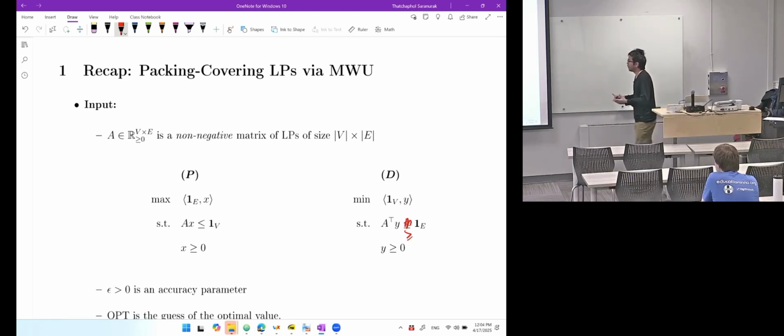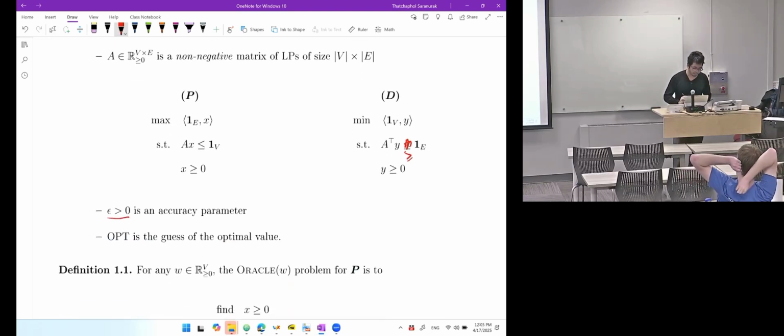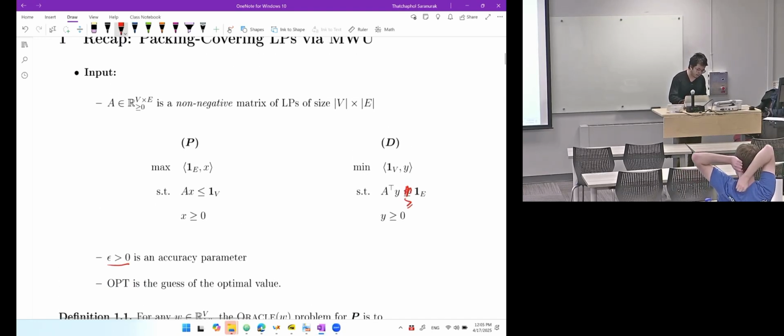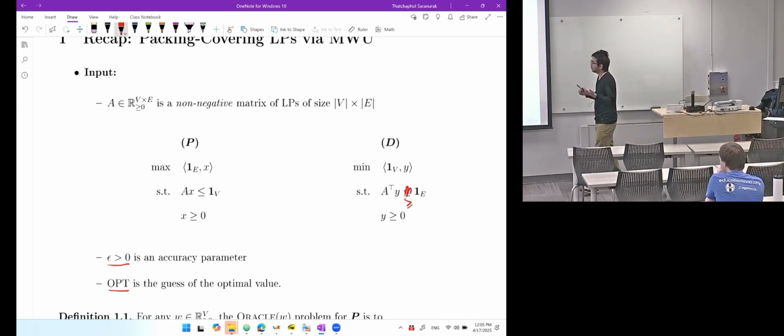And this is just a standard form of the packing and covering LP. In general, you see that this doesn't need to be 1. This also doesn't need to be 1. The input that we have is basically a packing or covering LP, and the parameters epsilon and opt, and we basically want to know whether there is a solution that is at least opt or not, up to some approximation factor that depends on epsilon.